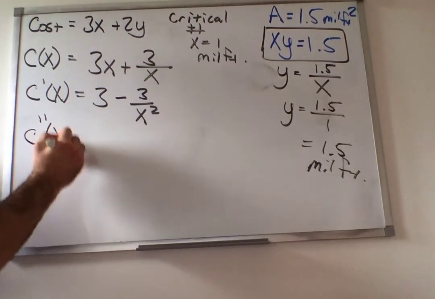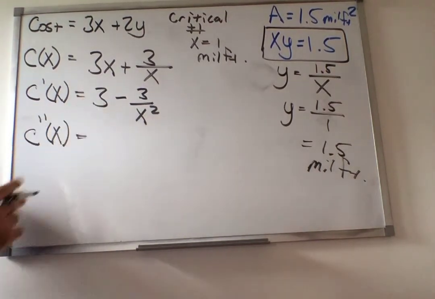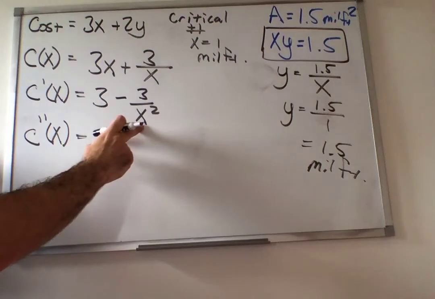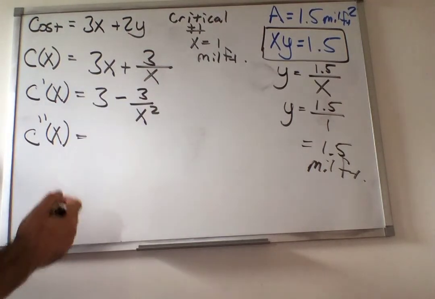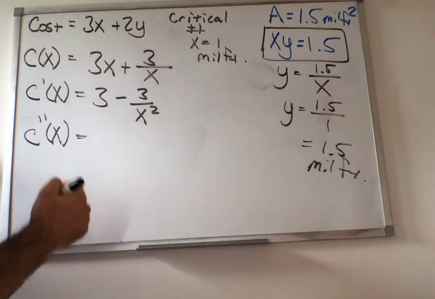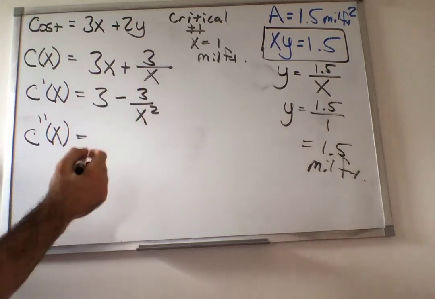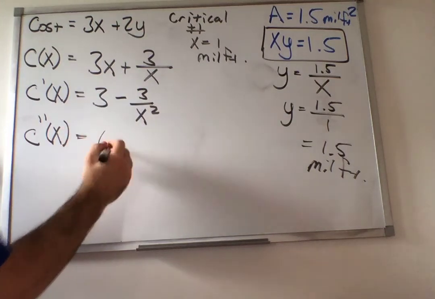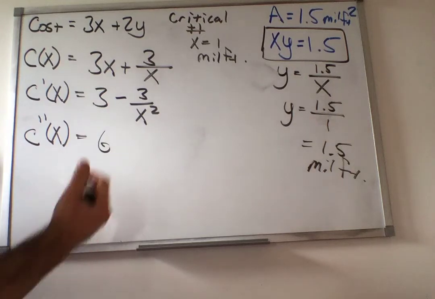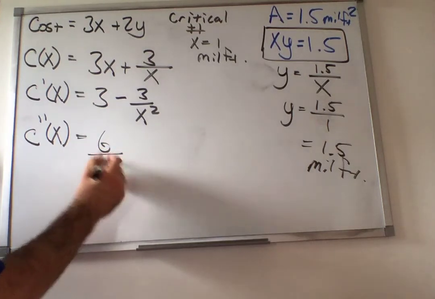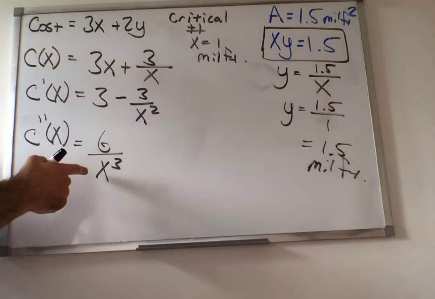C double prime of x is equal to, well, the derivative of 3 is 0, goes away. Rewrite this with a negative exponent, x to the negative 2, and apply the power rule. The negative 2 comes out front. You've got a negative times a negative, which is a positive. You'll have a 2 times a 3, which is a 6. And then you drop 1 power. You're at a negative 2. When you drop 1 power, you're going to go to a negative 3. So the second derivative is equal to 6 over x cubed.